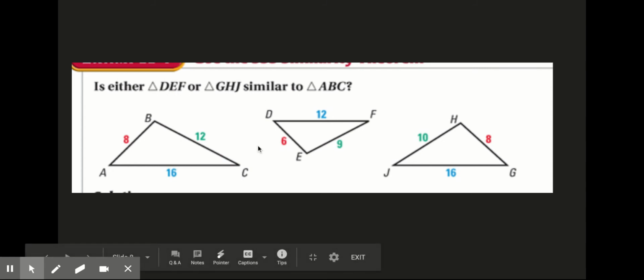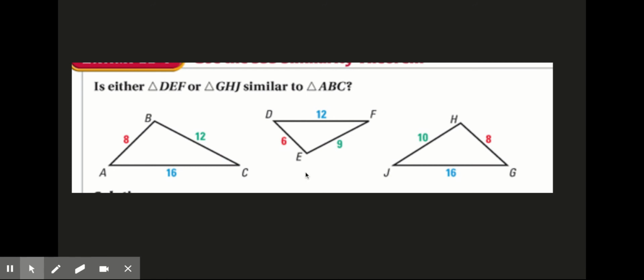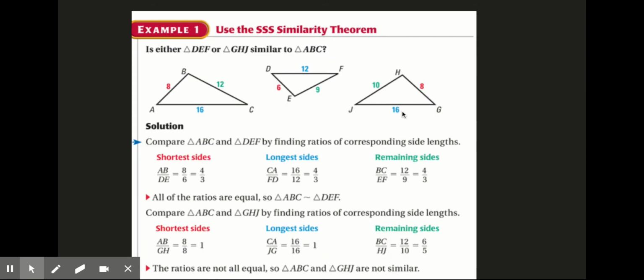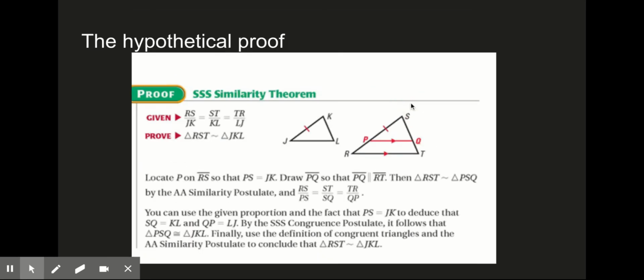So looking at these, this is a great one. Like pause and take a look here. And you'd be able to say that, oh, this one is similar because it follows the same proportion. But here, 8 over 8, 16 over 16, 10 over 12. Oh, that doesn't match the rest of them. So it can't work. This is great. It is good to pause here.